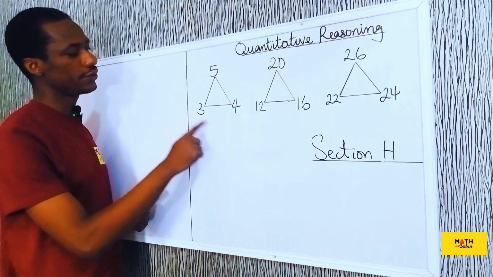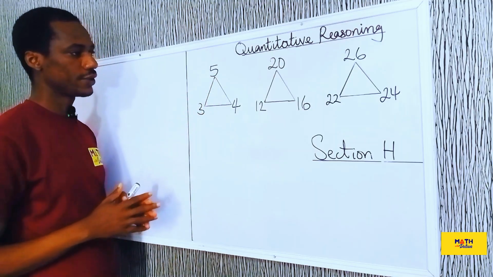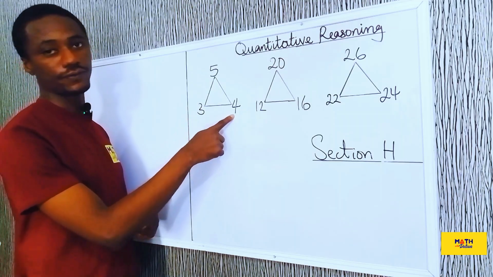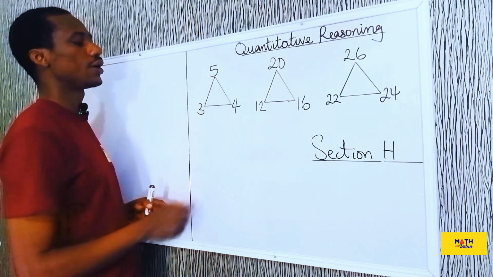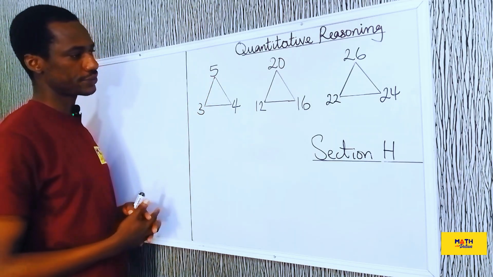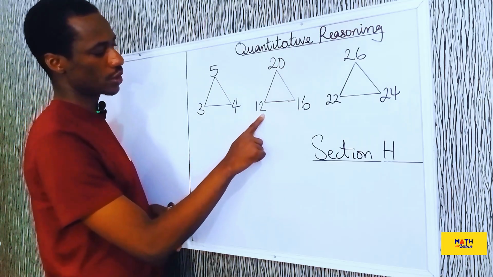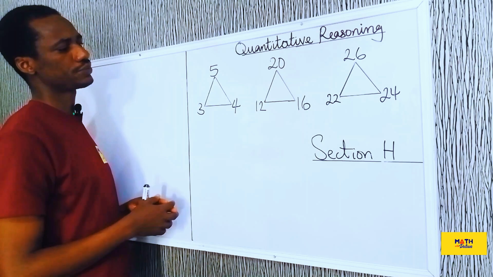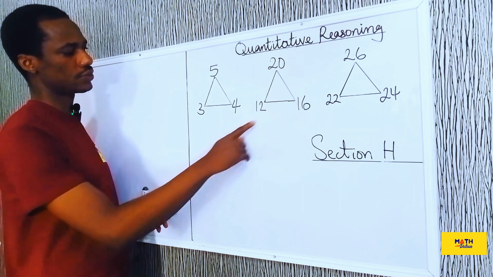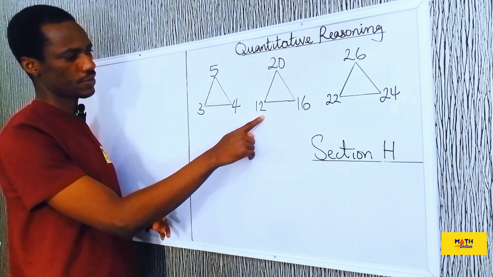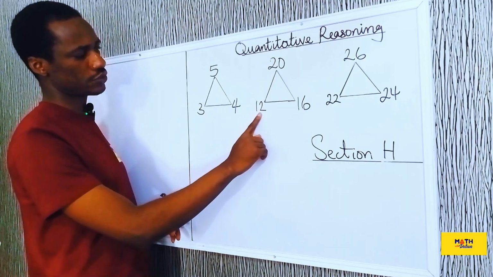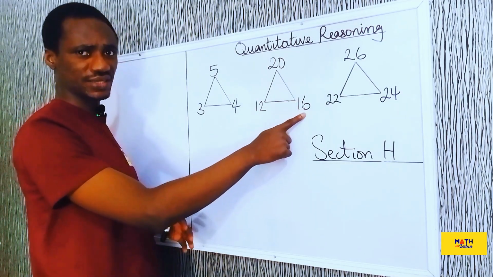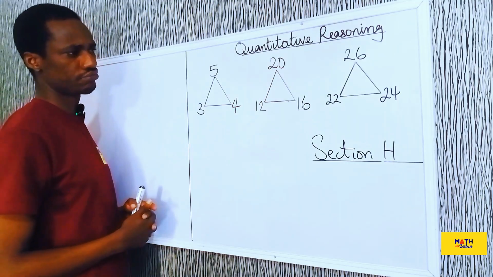So looking at 3, 4, and 5, you can see that they are consecutive numbers. So if I add 1 to 3, I'll have 4, and then 1 to 4, I will have 5. Okay? So here, if I add 1 to 12, no, that won't be 16. But what can I add to 12 to make it 16? That's 4, right? If I add 4 to 12, 16. And then, yes, if I add 4 to 16, 20.